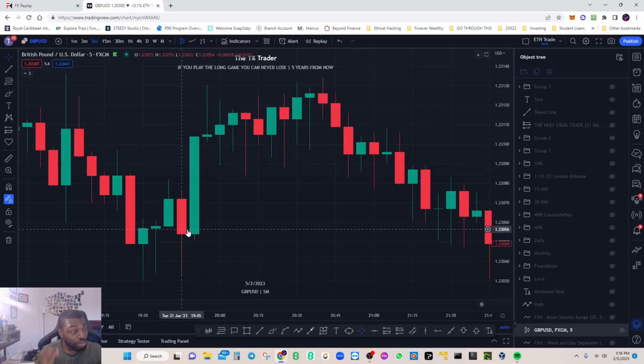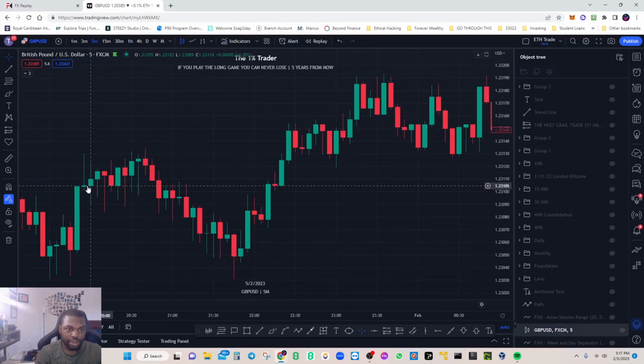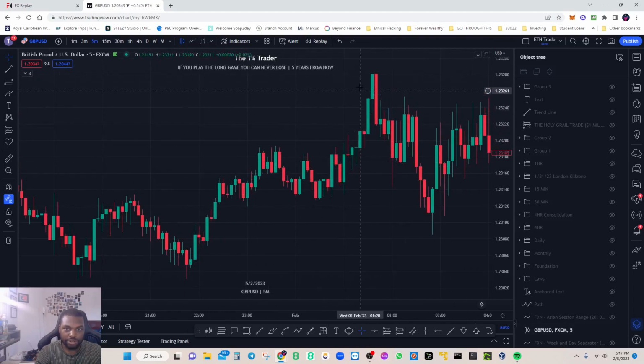Now, for it to be a bullish engulfing candle, the body of the one on the right has to be bigger than the one on the left. The one on the right has to engulf the left. Since this is a bullish candle, it's engulfing this right here. This lets you know that buyers are in control of the market. If you look at what happens, it comes back down, it doesn't break this low, but it comes back up. This lets you know that buyers are in control.